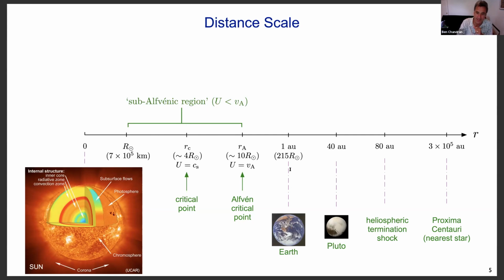Further out, you have the Earth sitting at approximately 215 solar radii, or 1 AU, for astronomical unit. Pluto is at approximately 40 AU. The solar wind, as it encounters the interstellar medium, forms a shock called the heliospheric termination shock, and that sits at approximately 80 astronomical units. Much further out still is the next nearest star, Proxima Centauri, about 300,000 AU from us.